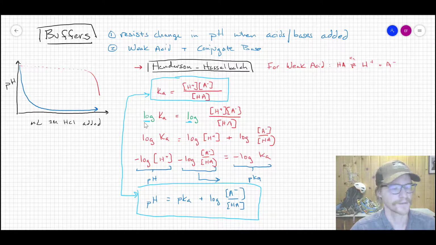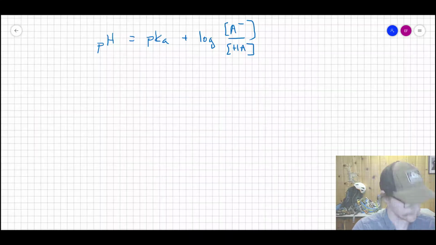What's the utility of this thing? Well, it's nice because we're often working in terms of pH and pKa, and it also simplifies our ability to understand small changes in concentrations of A minus and HA and how those impact the pH. So let's think a little bit about the implications.